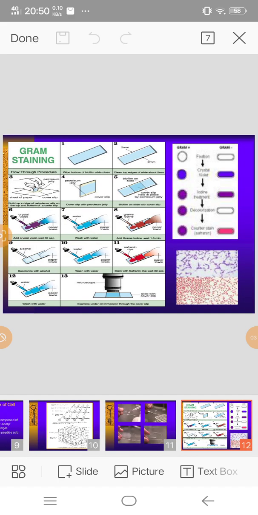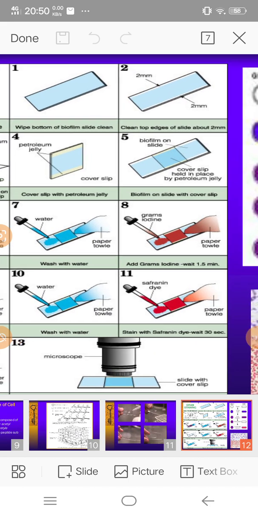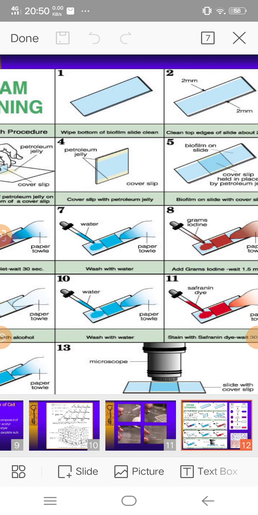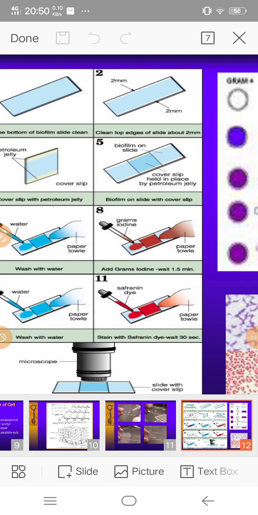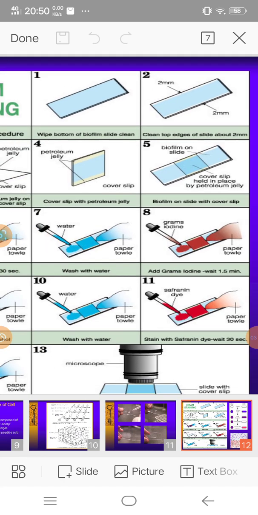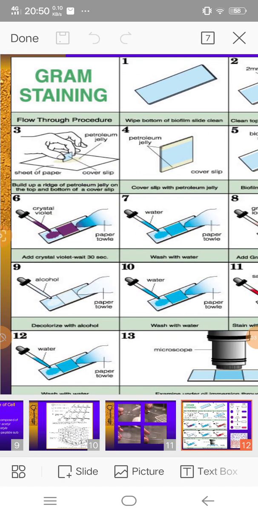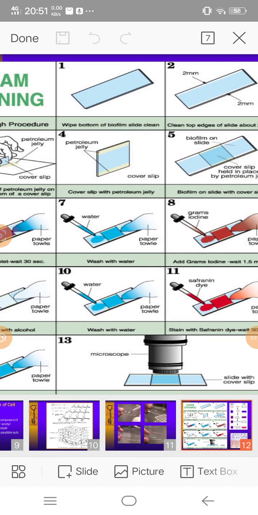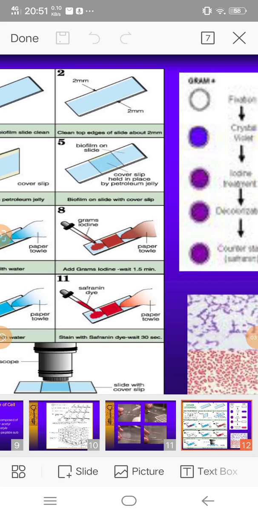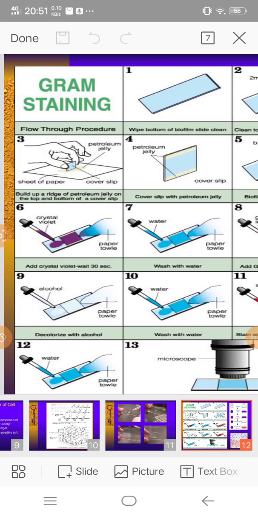Here is the procedure of gram staining, which differentiates gram positive and gram negative bacteria into two different groups. The first step is to take a slide and wipe the bottom of the biofilm slide clean. Second, clean the top edges of the slide about 2 mm. The third step is to build a ridge of petroleum jelly on the top and bottom of the cover slip. Fourth, place the cover slip with petroleum jelly. Fifth, the biofilm is on the slide with the cover slip.